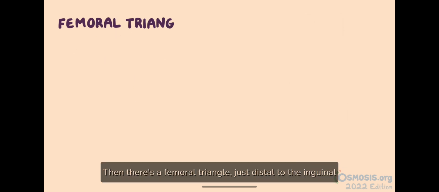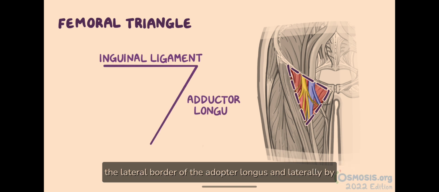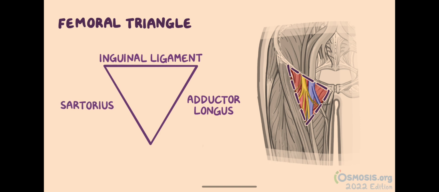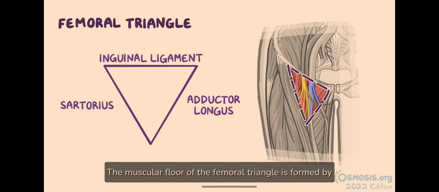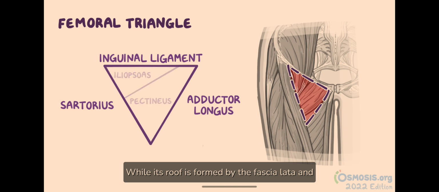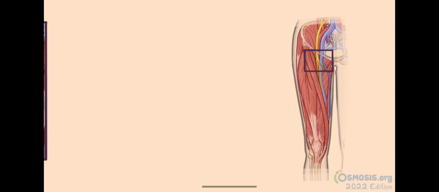Then there's the femoral triangle, just distal to the inguinal ligament. It's bounded superiorly by the inguinal ligament, medially by the lateral border of the adductor longus, and laterally by the medial border of the sartorius. The muscular floor of the femoral triangle is formed by the iliopsoas laterally and the pectineus medially, while its roof is formed by the fascia lata and cribriform fascia, subcutaneous tissue, and skin.